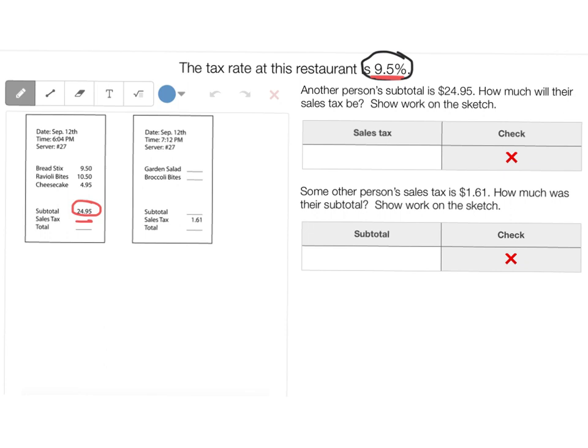The second question, someone else had a sales tax of $1.61. Can you figure out what the subtotal was from there? That's a really good question. See if you can get that one. I'll give you a bonus point if you can get that one right. That's a good challenge for you.